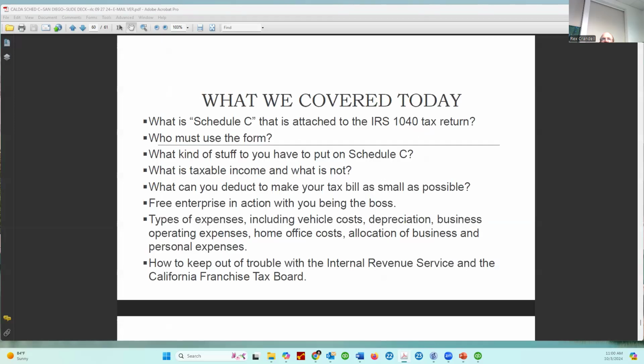So what did we cover today? What is a Schedule C that's attached to the IRS Form 1040? Who must file and use this form? What kind of stuff do you put on the Schedule C? What is taxable income and what is not? What you can deduct to make your tax bill as small as possible. It's the free enterprise system in action with you being the boss.